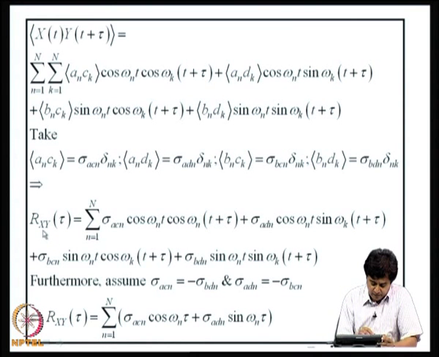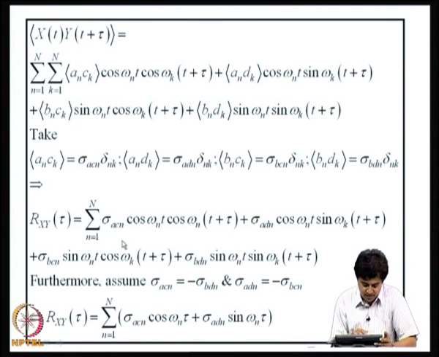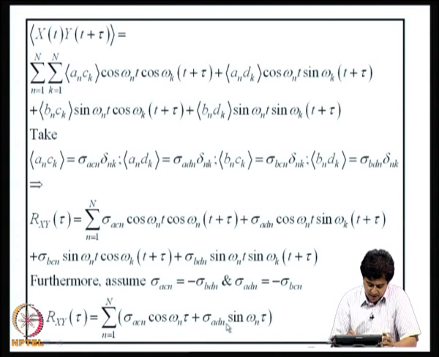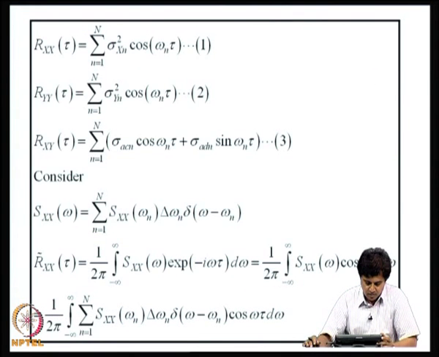the expression for Rxy can be reduced, the double summation collapses into a single summation. Now, I will make a further assumption that sigma acn is minus sigma bdn and sigma adn is minus sigma bcn. If I do that, I can show that Rxy of tau now becomes a function of tau alone. Now, I can select sigma acn and sigma adn to make sure that this representation actually corresponds to the target value of cross covariance functions. How do we do that?